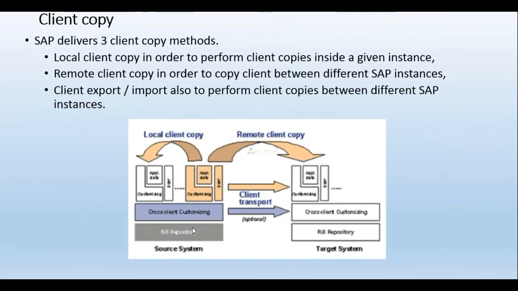In this system, are you able to see my screen? In this system, what data do I have? Repository data, cross-client data, and client-specific data. Each and every client has specific data. We discussed, right? So, what I am doing is taking a client copy from a local client, in the sense, within the system, from one client to another client.